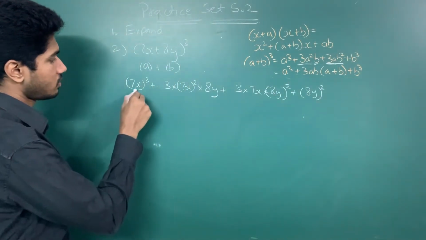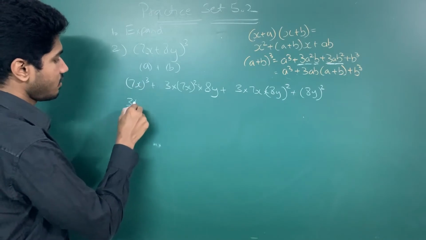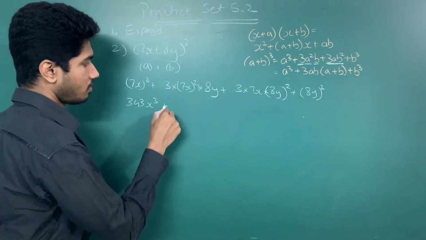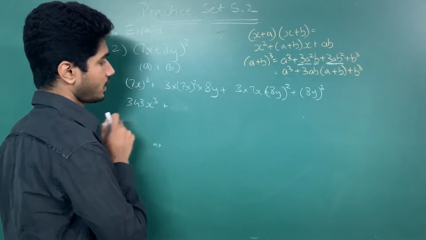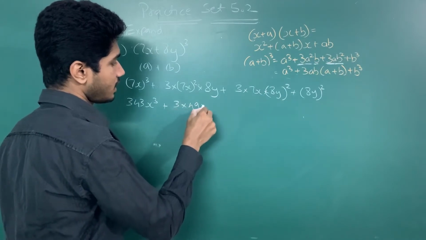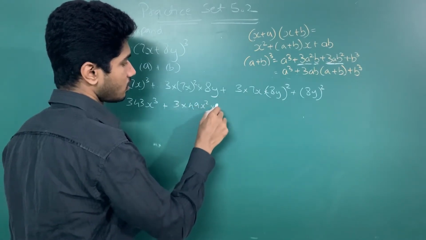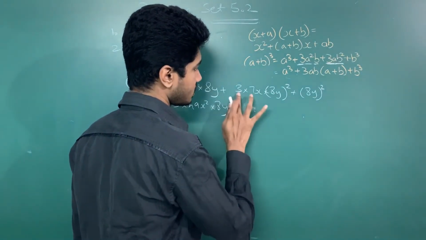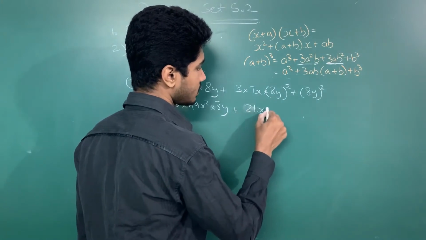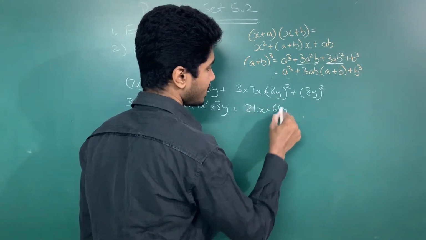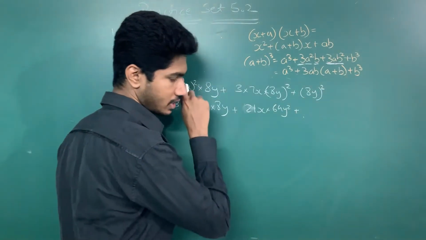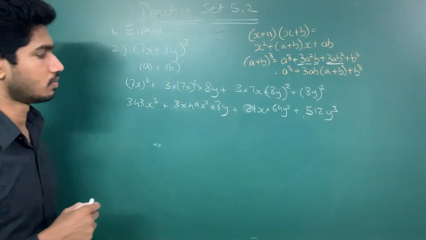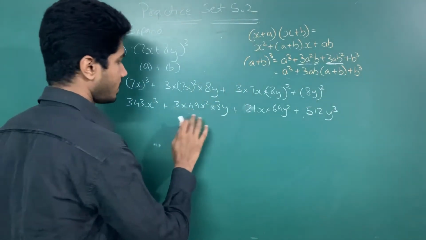Now when you solve this you get 7 the whole cube is 343, and there is x over here that is a variable, so we'll write x cube, plus 7 the whole square, that is nothing but 49x square into 8y, plus this will give you 3 into 7, we can write this as 21x into 64y square, and 8 cube is nothing but 512y the whole cube.